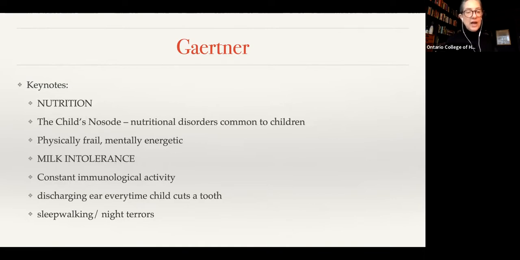It's often called the child's nosode because it's very, very useful and strongly indicated in nutritional disorders common to children. These are for physically frail but mentally energetic and alive young, slight children, strong milk intolerance. There's constant immunological activity of one sort or another. It's a great remedy for children for whom there is a discharging ear every time they cut a tooth. The mental emotional picture also includes sleepwalking and night terrors.